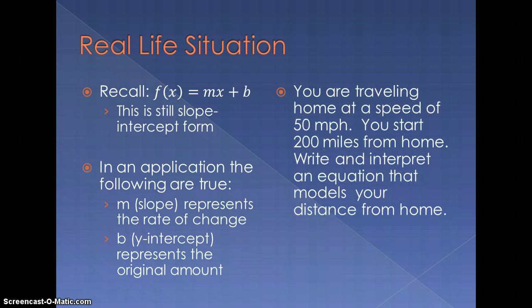So let's take a look here. Here is one of these application examples, and we can use y equals mx plus b here. That's no problem. But you're traveling home at a speed of 50 miles per hour. You start 200 miles from home. Write and interpret an equation that models your distance from home. So I'm going to let y equal the distance from home. And x will represent the time driving.